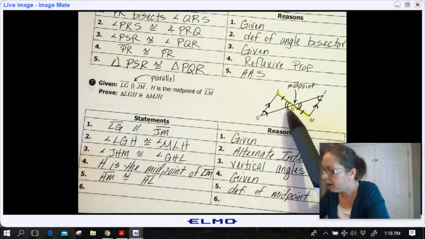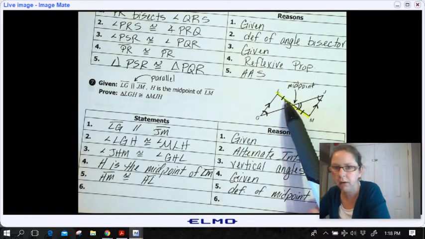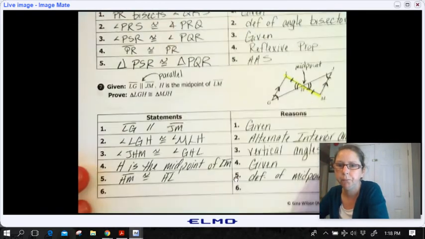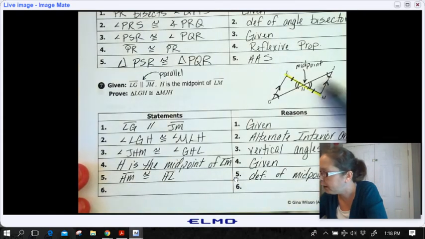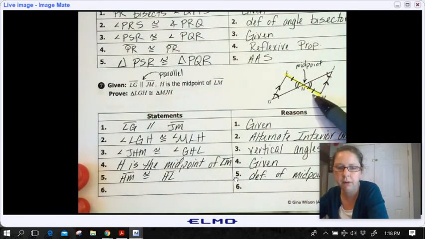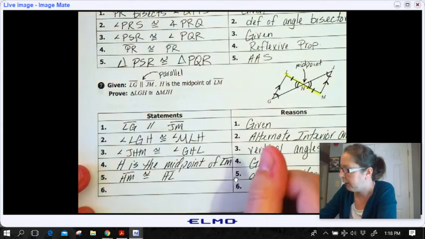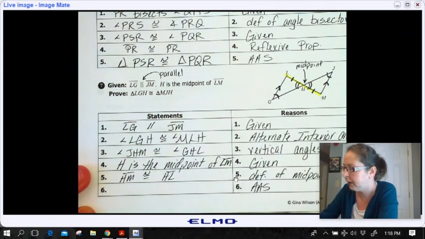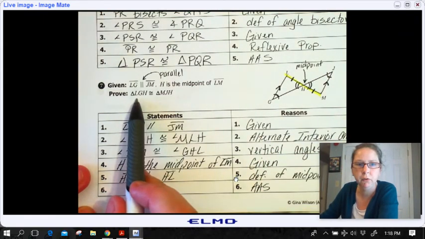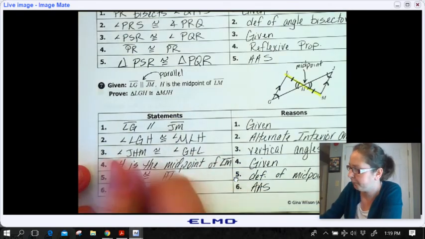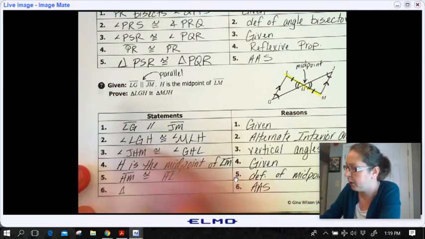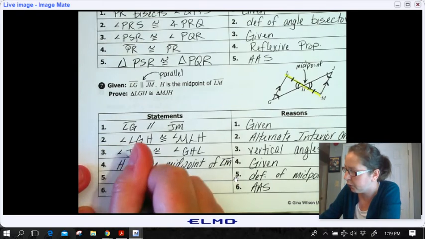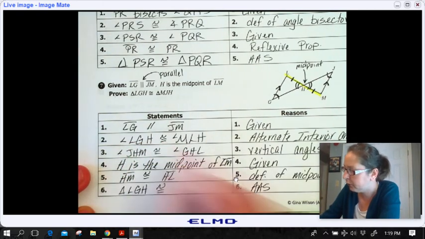I have an angle and a non-included side. Again, I have an angle and a non-included side in the other triangle. So I can say angle, side. I've just proven these two triangles are congruent, okay? Which is what I was supposed to prove. That's always my last statement.